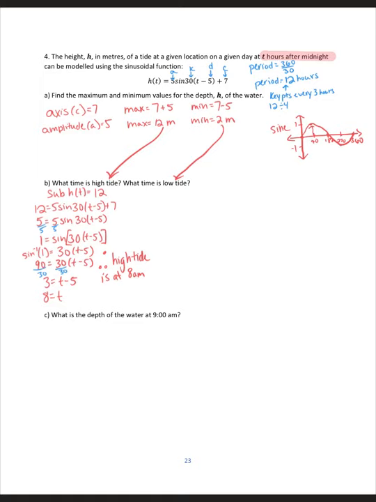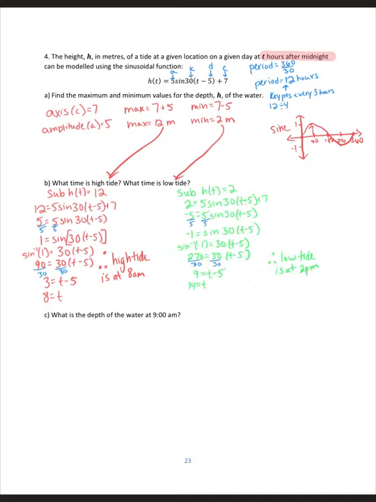So low tide is when our height is 2. So we're going to sub 2 in for our height. And then just repeat that algebra. So go ahead and pause the video and see if you can work through the algebra to isolate t. Okay, so when we isolate for t here, we should get that t is equal to 14.